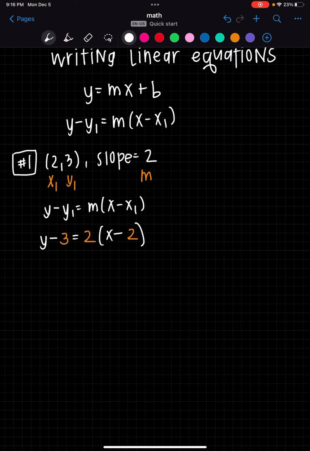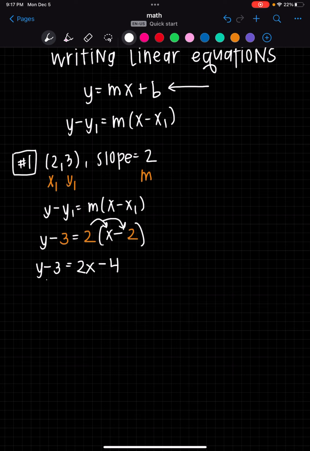Okay, so now what I want to do is simplify and solve this for y so that it ends up looking like this y equals mx plus b equation. In order to do that, I'm going to distribute the 2 inside the parentheses on the right side. On the left side, I'm just going to leave it as y minus 3, then equals 2 times x, which is 2x, and then 2 times negative 2, which gives me negative 4. This is almost right, or we're really close. Now we just need to solve this for y.